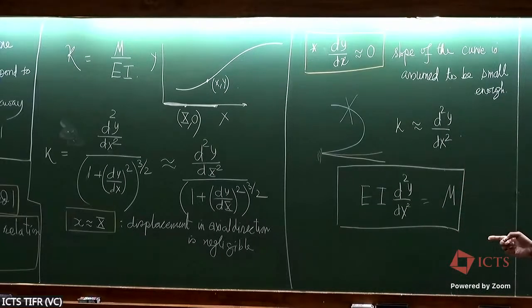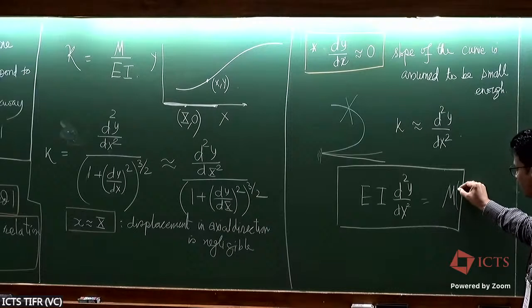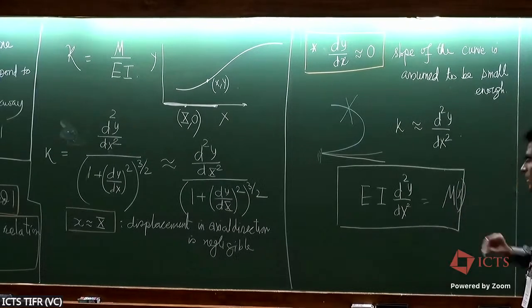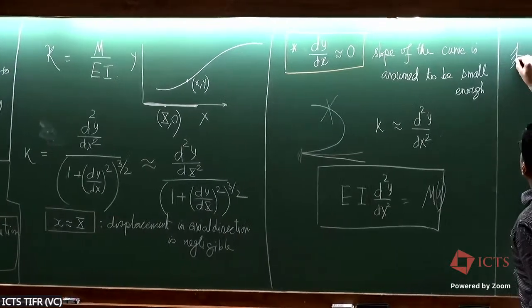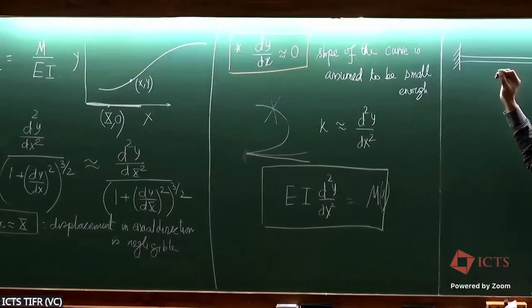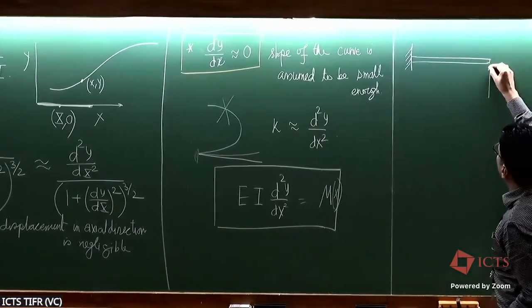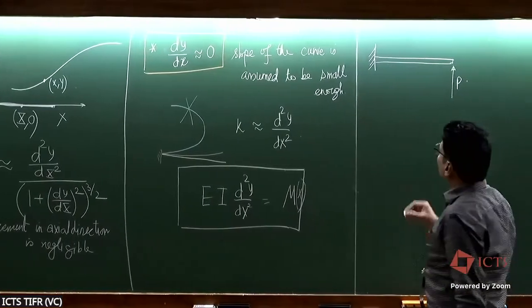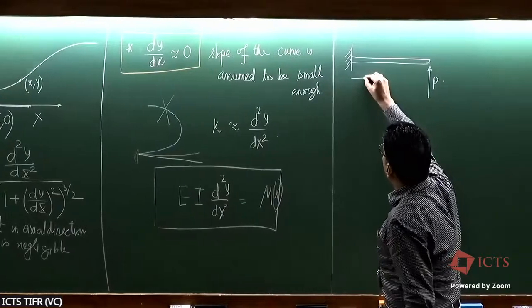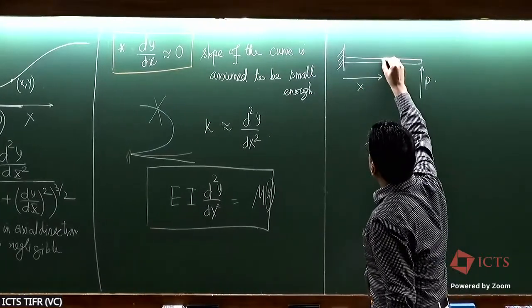It's second order in the deflection y. The bending moment m could also be varying along the length of the beam. A very simple picture is, if you have this cantilever subjected to a terminal load P, then what's the bending moment at any point x along the beam?